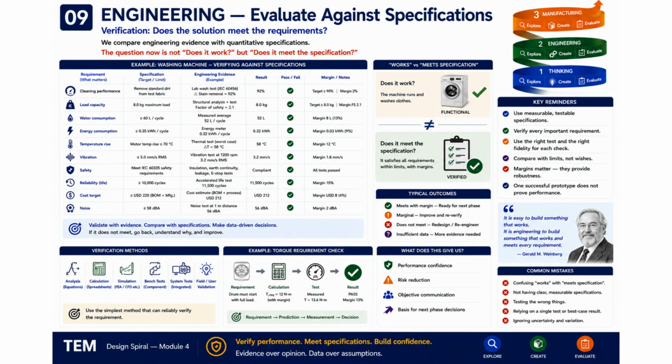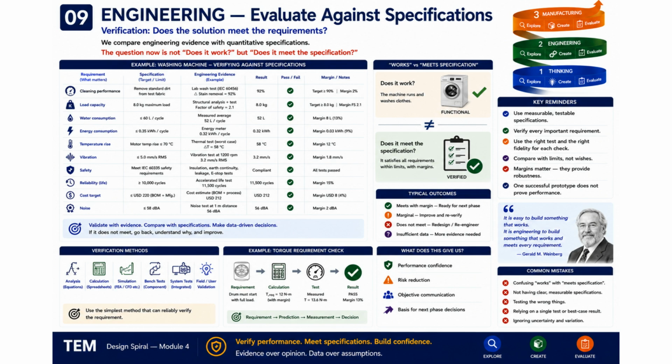Perhaps it uses too much water. Perhaps the motor overheats. Perhaps vibration exceeds the allowable limit. It may be too noisy, consume too much energy, fail the required lifetime, or violate a safety requirement. That is why engineering requirements must be measurable. We compare our calculations, simulations, experiments, and prototype measurements directly against those specifications.